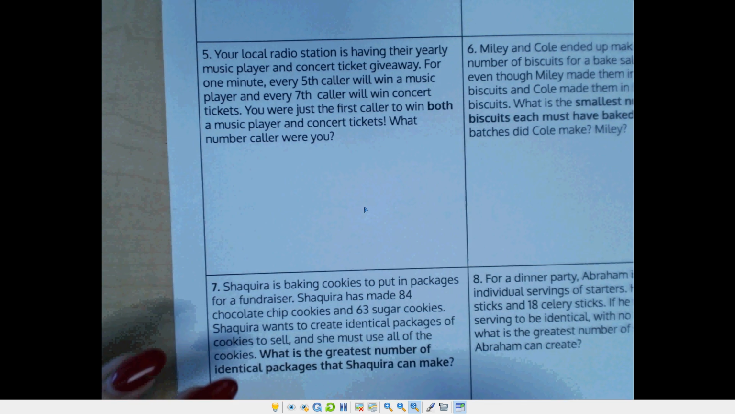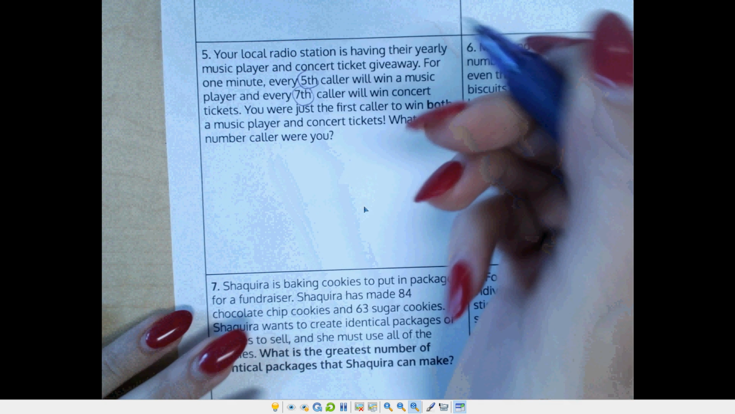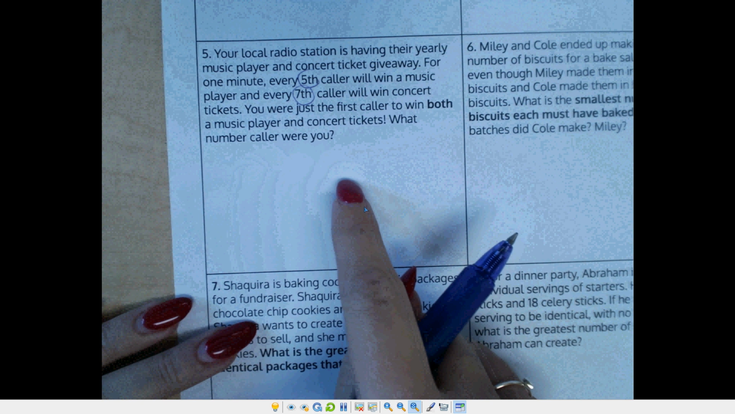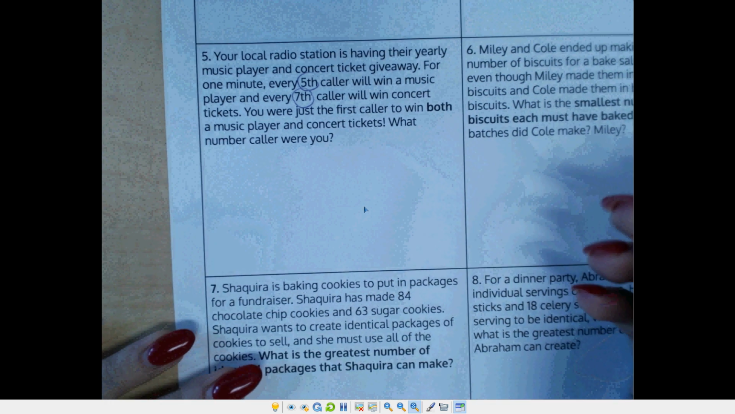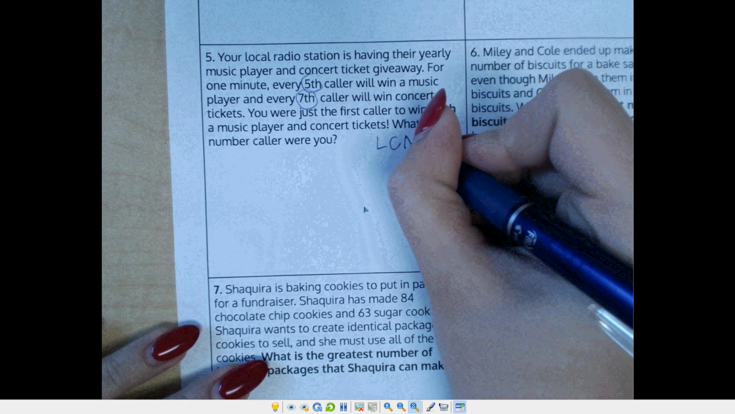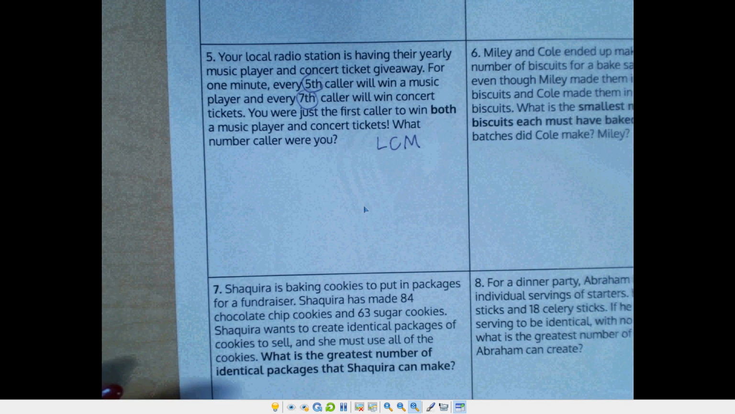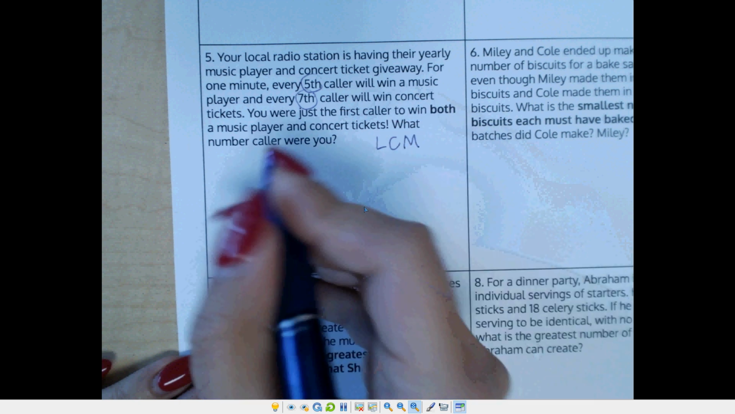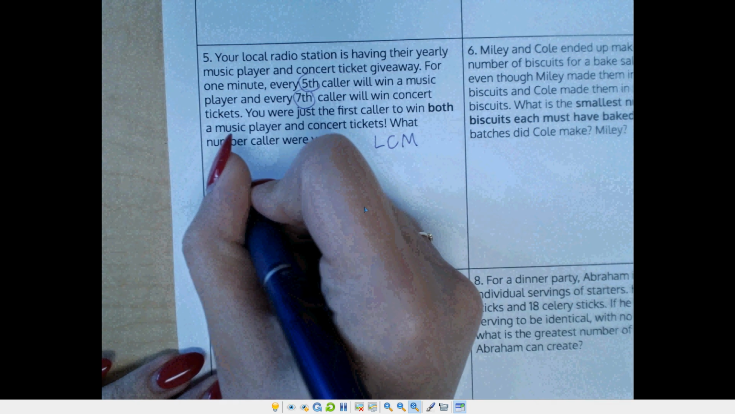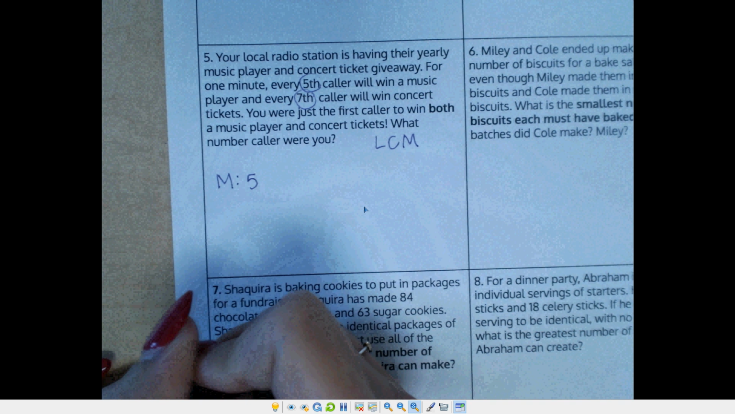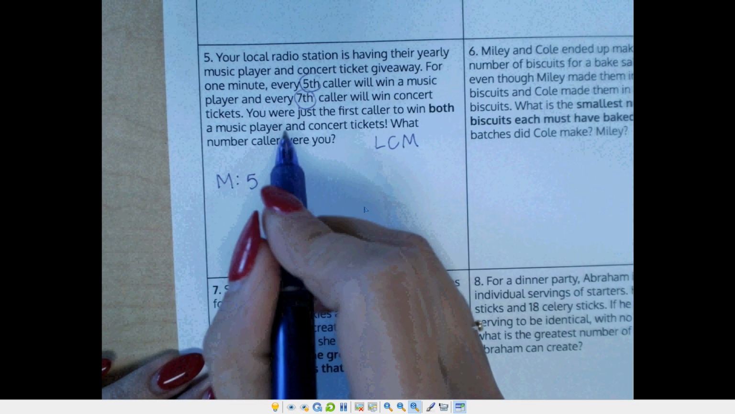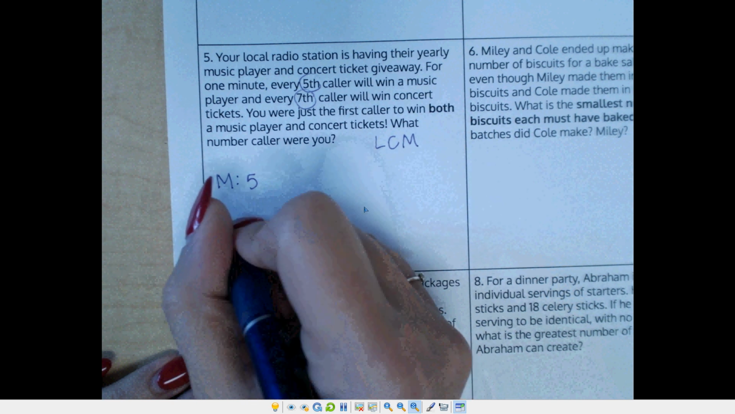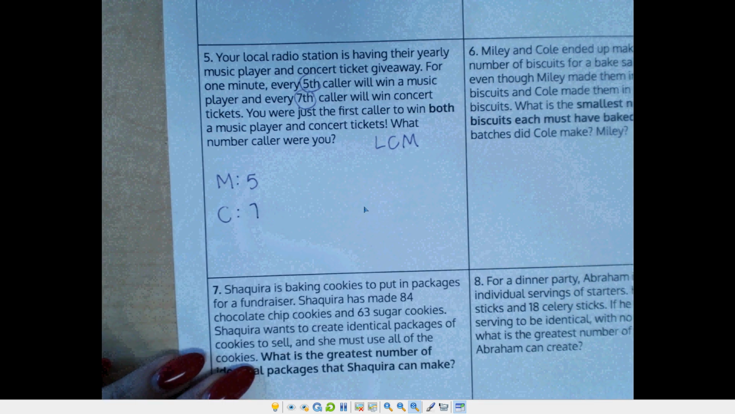So I'm looking for two numbers, 5 and 7, to have the same multiple, okay, at the same time. So you're the first person. So we are looking for least common multiple, okay? So here I have, for 1 minute, every 5th caller will win a music player. So here I have a music player that happens every 5 minutes, or the 5th caller, and concert tickets happens every 7th caller.